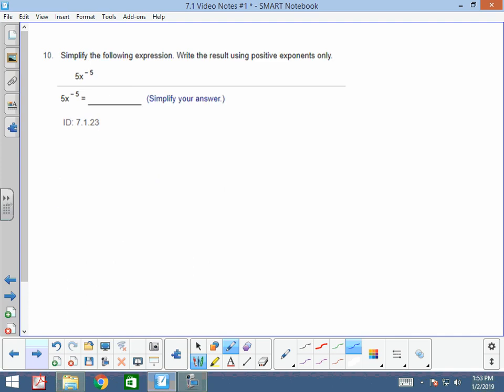All right, look at number 10. So this is 5 times x to the -5. So this is 5 over 1, I'm going to write it like this, 5 over 1 times x to the -5 over 1. The x to the -5, that's the one that's going to switch places and exchange places with the 1. And whenever it moves, the x moves to the bottom, the -5 becomes +5. And now we're multiplying top times top and bottom times bottom.